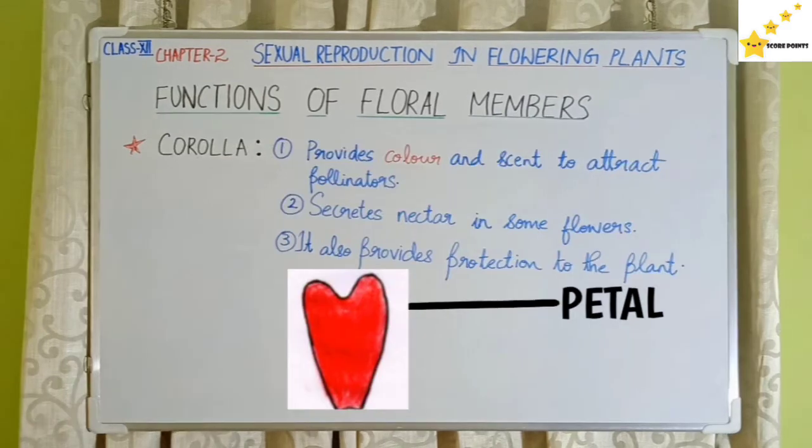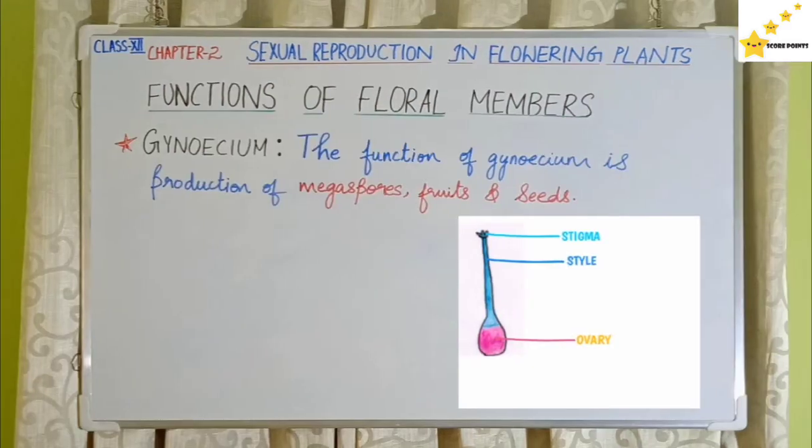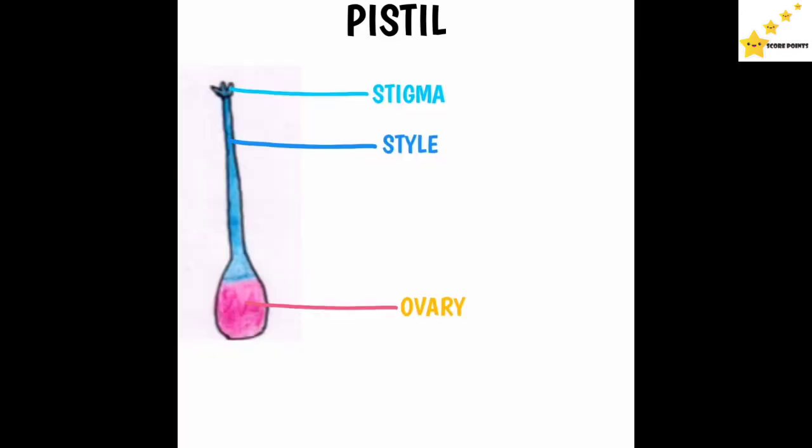Function of corolla. It provides color and scent to attract pollinators. Sometimes the base of corolla is having secretory glands which secretes nectar in some flowers. It also provides protection to the plant. The main function of androecium is the production of microspores. Microspores are pollen grains which contain male gametes within the anther lobe. On the other hand, gynoecium, it's female, so the function of gynoecium is the production of megaspores, fruits and seeds.